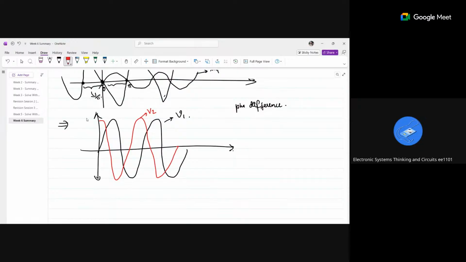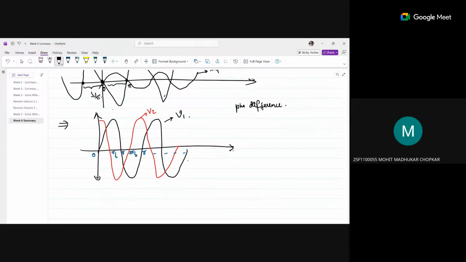And so this is 0, pi by 2, this is pi, this is 3 pi by 2, this is 2 pi and so on. So what is the phase difference between the two waves? How will you find it?